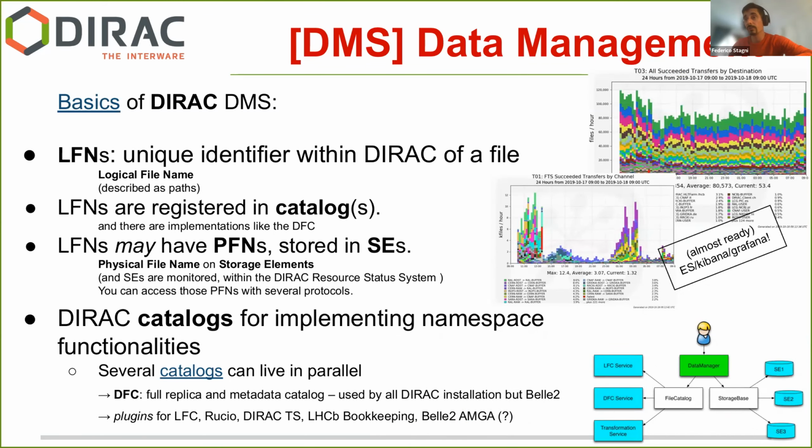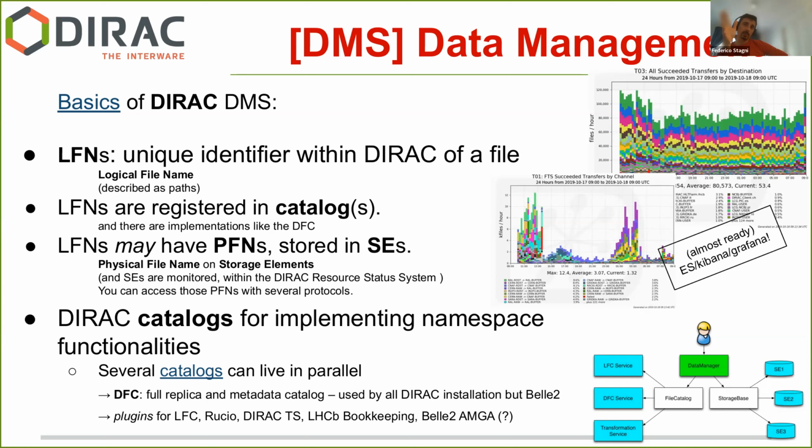Regarding data management, here we inherited many concepts that actually came from early implementations of catalogs like the LFC. The base concept is that the single unit in DIRAC is a file, and there is an identifier, unique within DIRAC, which is the LFN, or logical file name, which is a path. Those LFNs can be registered in catalogs, and catalogs are abstract classes, and then there are real implementations of these catalogs. Those LFNs may have physical file names, which are storage elements, and these storage elements can also be monitored with a policy-based system. And then those PFNs can be accessed using the several protocols that DIRAC supports.